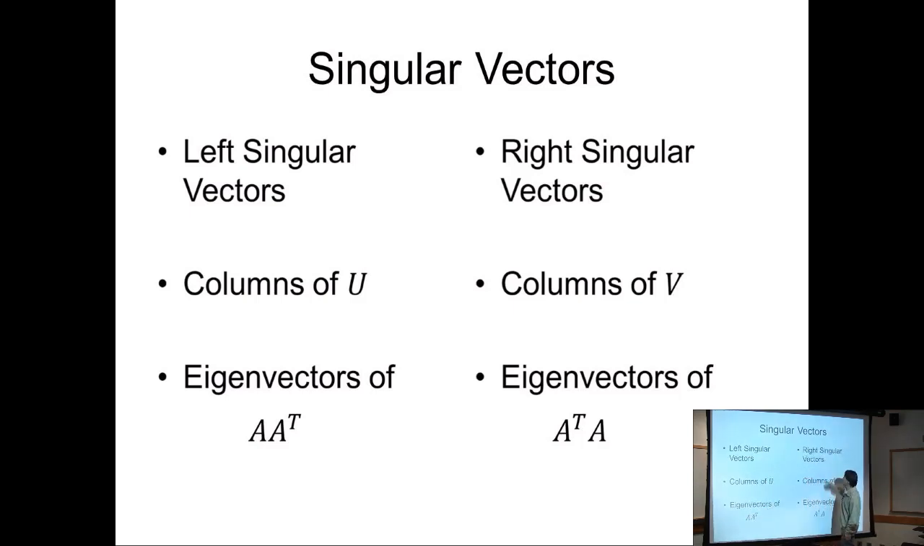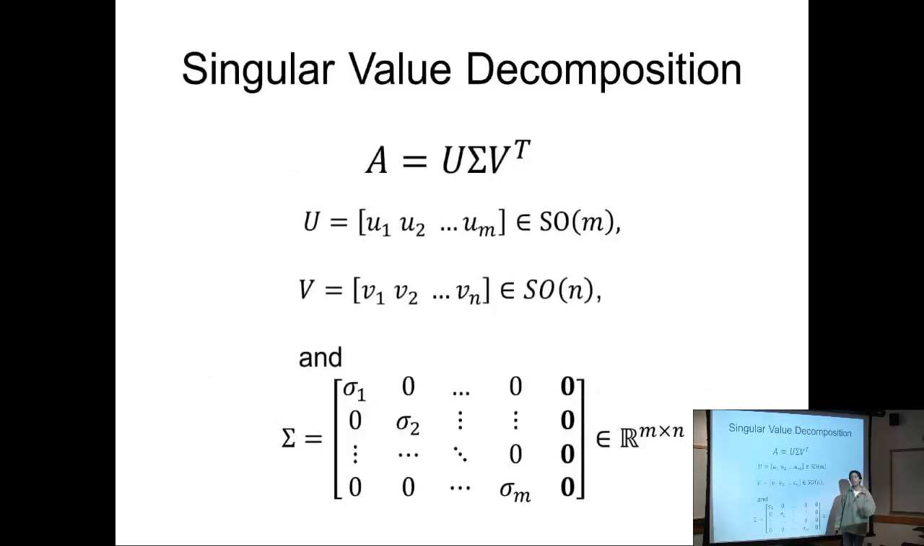Likewise, the right singular vectors, we're going to use those to form a matrix V, and those are the eigenvectors associated with A transpose A. So now, with V and U as well as our singular values defined, we're able to define the singular value decomposition.